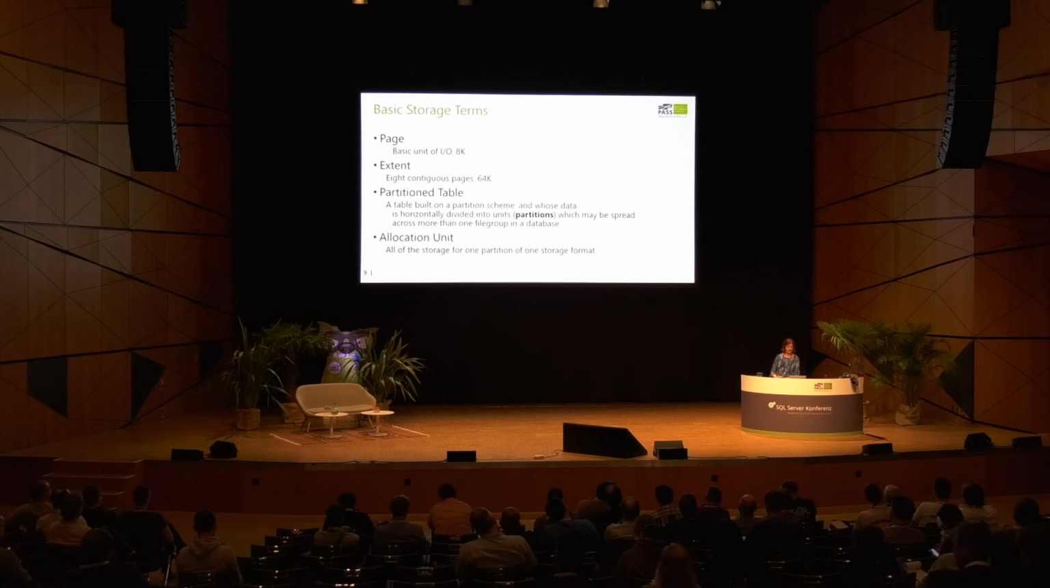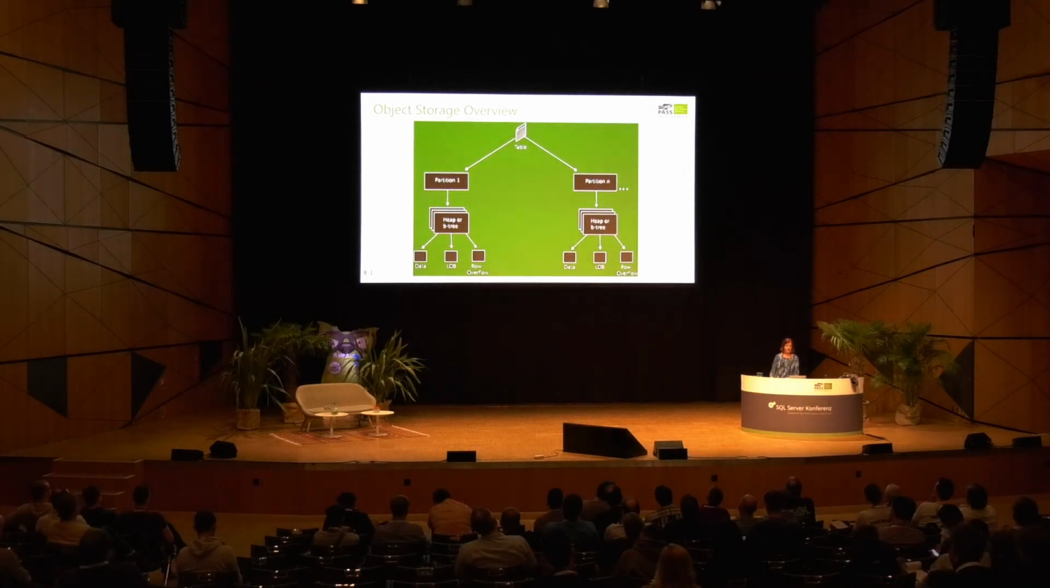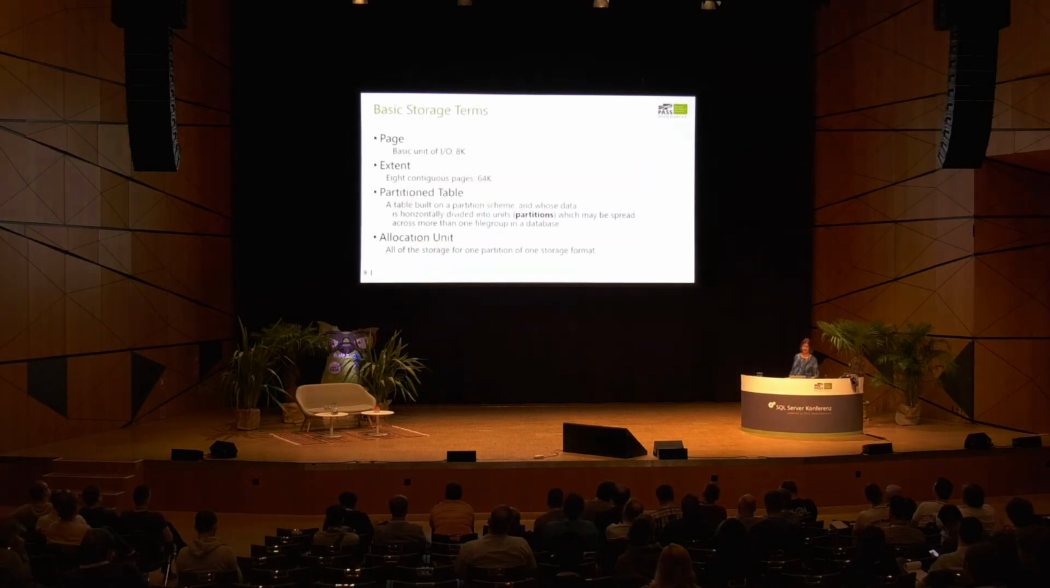Each partition, as we saw in this picture, can be made up of 3 different kinds of pages. All of the pages of one of these types, and here's where I need my magic pointer, data, the regular data, lob, row overflow, all of the regular data for one partition is called an allocation unit. All of the lob data for one partition is an allocation unit. All of the row overflow for one partition is an allocation unit. So all of the space for one partition for one of those types of storage is an allocation unit.